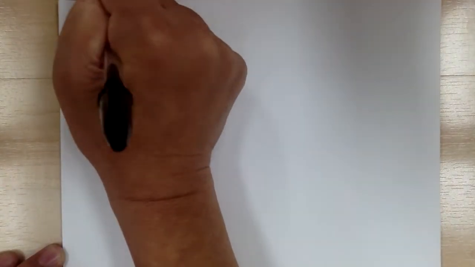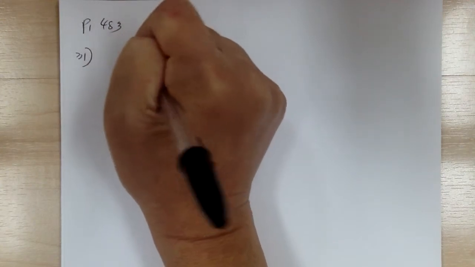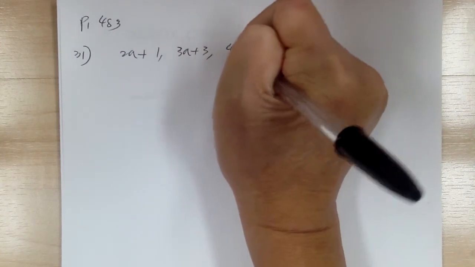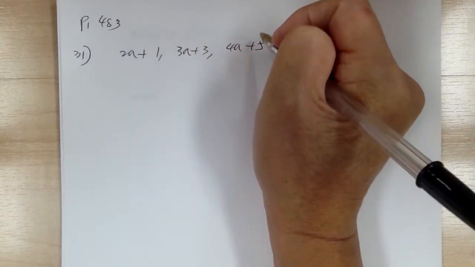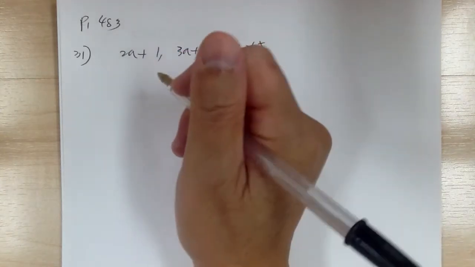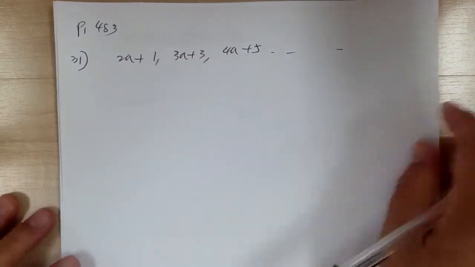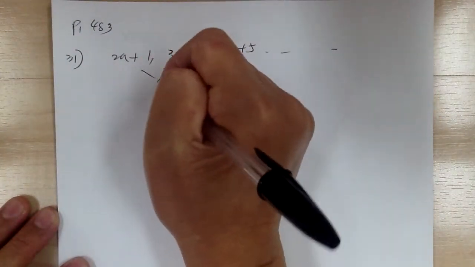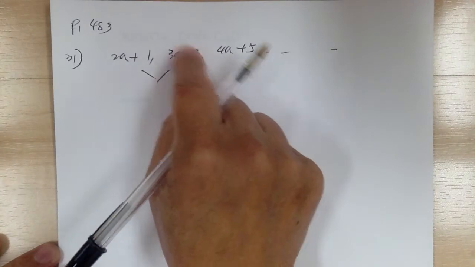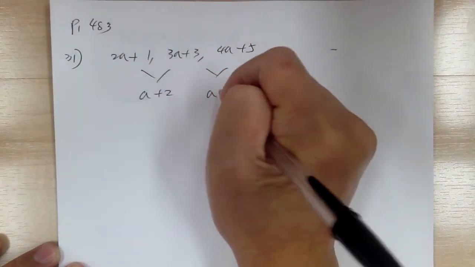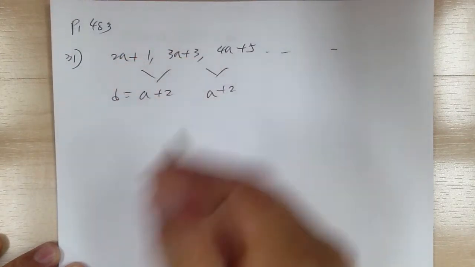Let's go to page 483 and continue with number 31. So you have 2a plus 1, 3a plus 3, 4a plus 5. First let's find out if this is arithmetic or geometric. If you notice, this increases gradually, so most likely it will be arithmetic. So go and find the common difference. Use this minus that, which gives you a plus 2. This minus that will give you a plus 2. So this is your common difference.